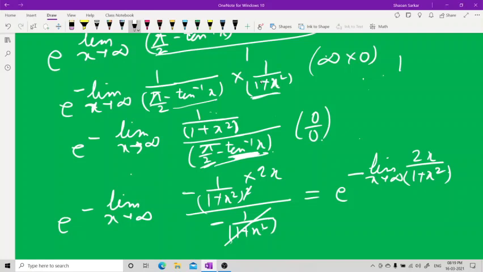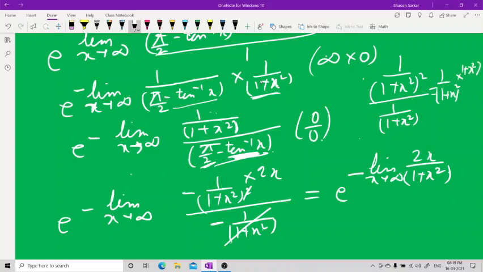Look, I am doing it for you here. 1 plus 1 upon x square whole square upon 1 plus x square. Now this can be written as 1 upon 1 plus x whole square into 1 plus x square upon 1. This will cancel with this power. So this will be left. Now take the limit. It will be e to the power of 0. So that is nothing but 1.